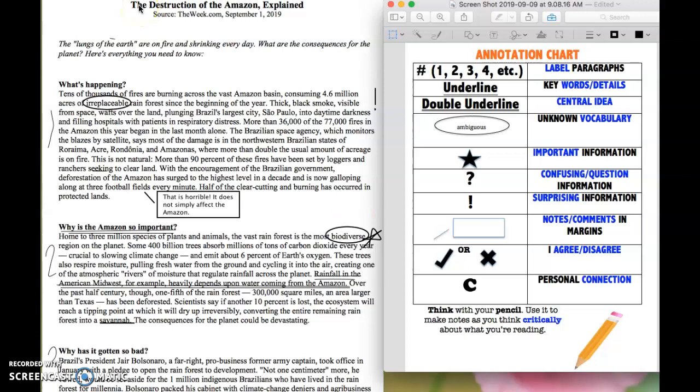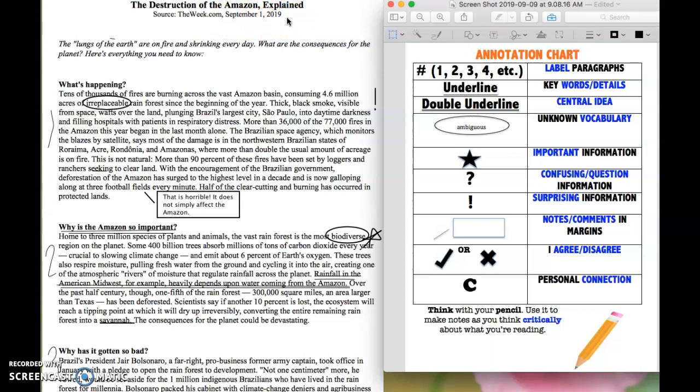So with this text, this is a nonfiction text. We're going to read the title first because we need to know what the text is about. The Destruction of the Amazon Explained. So this title tells us that the article is going to explain to us probably how the Amazon is being destroyed. It's from September 1st, 2019, so it's recent. So it's very relevant to our lives right now.